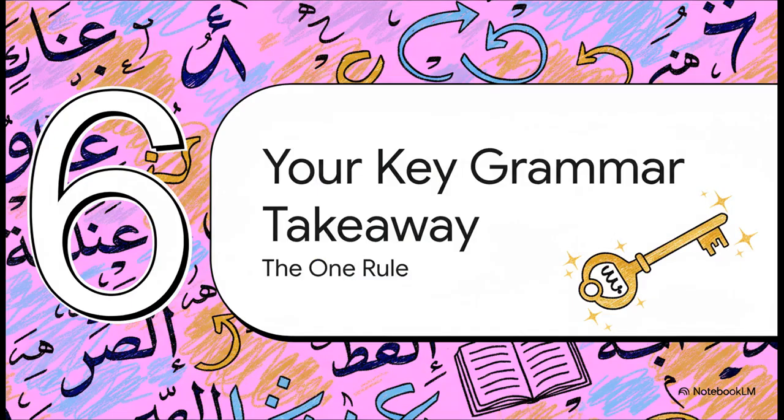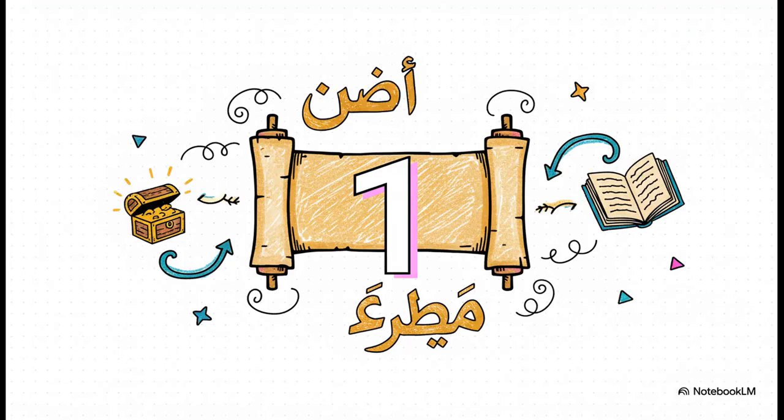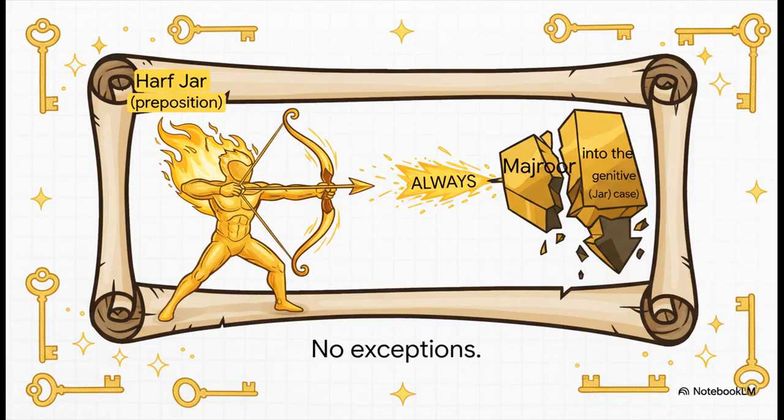Whew! Okay, we have covered a ton of ground, from the basic building blocks to some pretty complex stuff. But if you only remember one thing from this entire explainer, let it be this next point. Just one single golden rule that is the foundation for everything we just discussed. Here it is, the golden rule. A harf jar, one of those prepositions, will always, and I mean always, force the very next noun into the genitive or jar case. No exceptions, no days off.